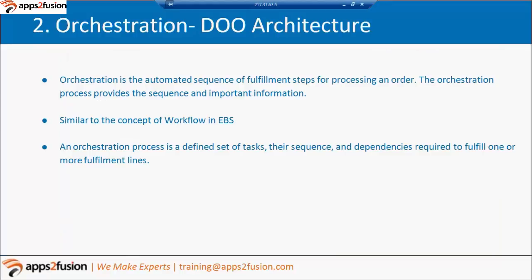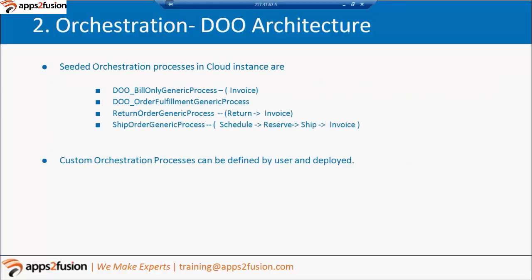And then the most important one is the orchestration. When I define orchestration, the first thing to start off with is that it is similar to the concept of workflow in ABIS, but orchestration is the automated sequence of fulfillment steps for processing an order. You can also call it a business process, or a task-driven process, or a set of tasks in sequence. You can give different definitions to it, but ultimately it is a set of tasks, and each task does some business operation. That's what you can understand in simple terms for orchestration.